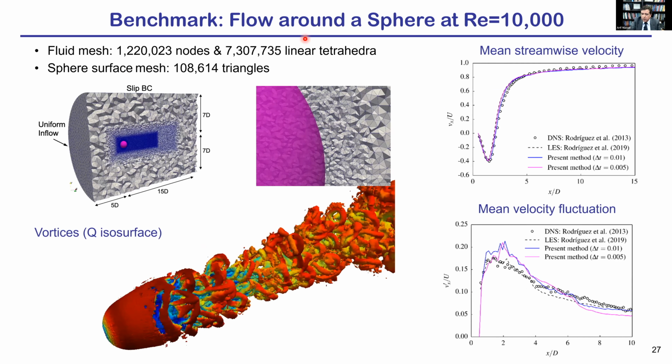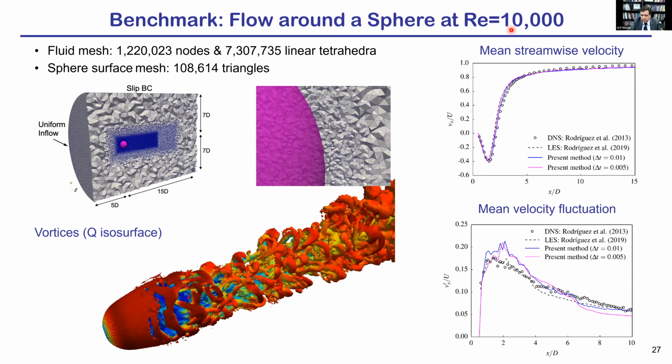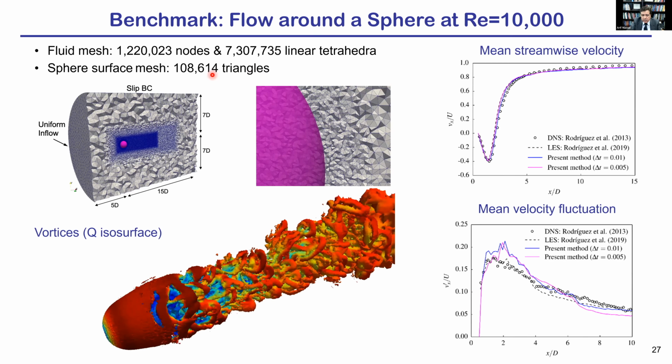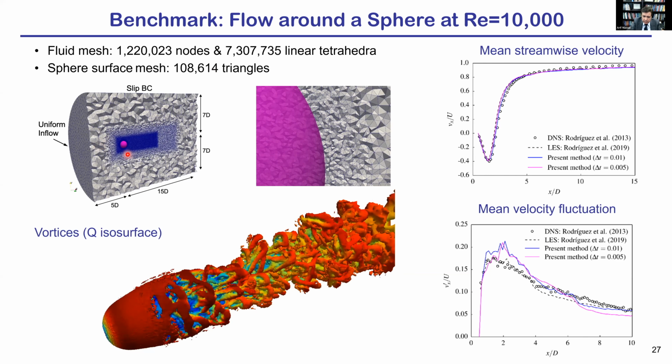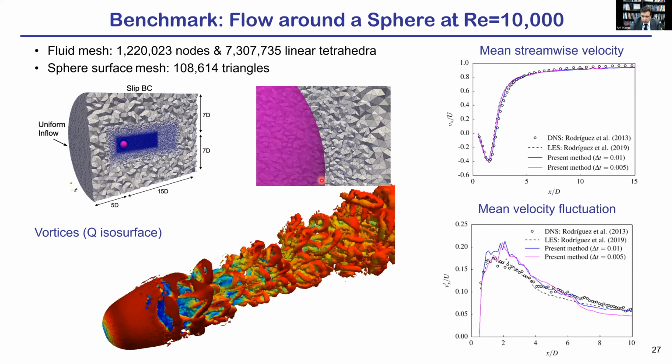This is now flow around the sphere. The geometry is the same. The Reynolds number is 10,000. We are now using tetrahedral elements. The last one I showed you was for hexahedral elements. Here we are using tetrahedral elements. Now, the surface cuts through the domain.